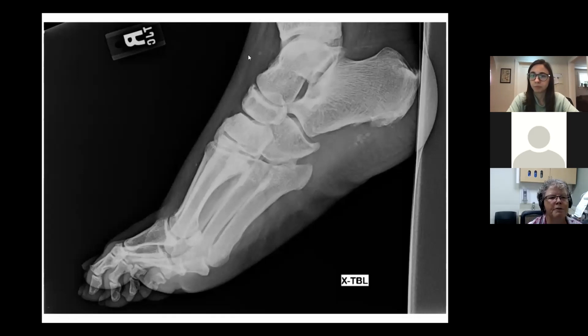Relatively normal looking foot. A little bit of arthritis here in the midfoot. This is going to be our heel bone, our calcaneus, our talus. This is the navicular. This is the medial cuneiform. This is our cuboid. Bones are kind of happy. They kind of align with each other.